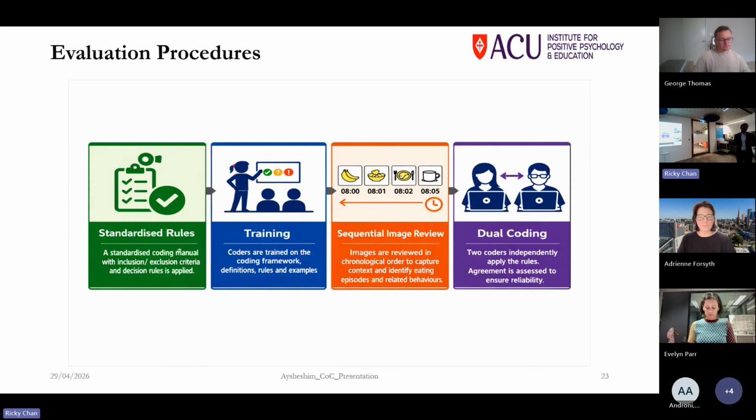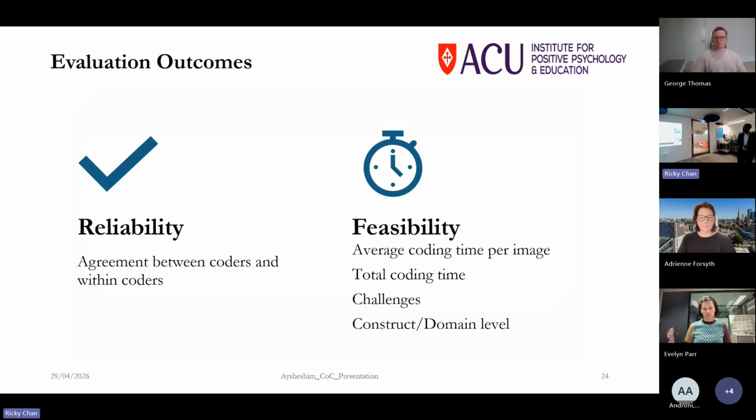Then after that, we can do the spatial image review, capturing eating episodes, identifying eating-relevant behavior and the chronological order of the images. Then after that, we can do dual coding by assigning coders to code independently, to identify the agreement between coders and also identify weak areas for refinement of the coding framework.